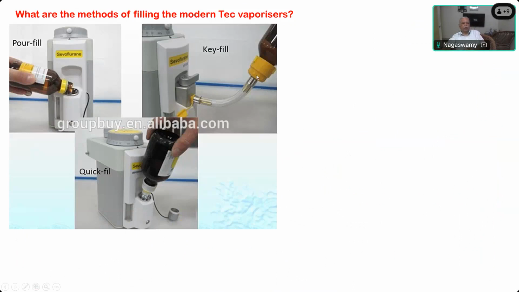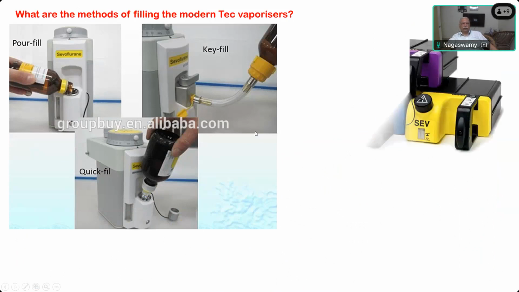This is a key fill. There is a particular type of pin which is introduced. Again, same for sevoflurane. This is the later version where you use a key type to fill that. The third is called the quick fill, where there is a cap attached to that which you can press inside and then fill the whole vaporizer. So there are three different methods of filling: pour fill, key fill, and quick fill.